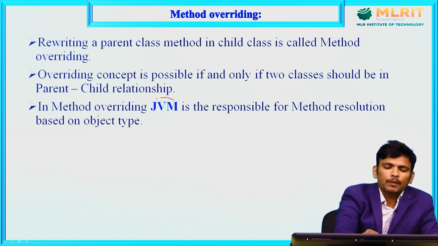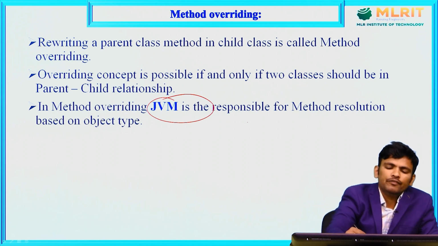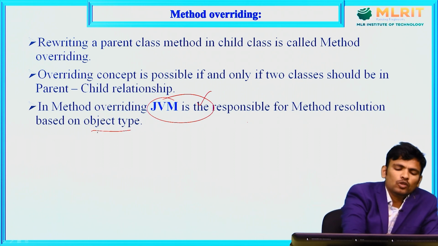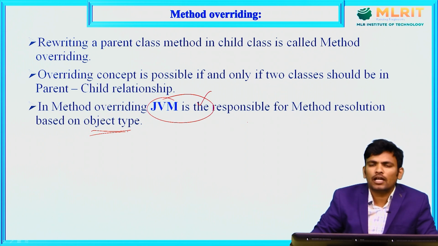So the JVM plays a crucial role here. Method resolution means deciding which method has to be executed. Who will decide? The JVM will decide, on the basis of the object type, not the reference type. So the JVM decides which method has to be executed. This part I will explain programmatically.